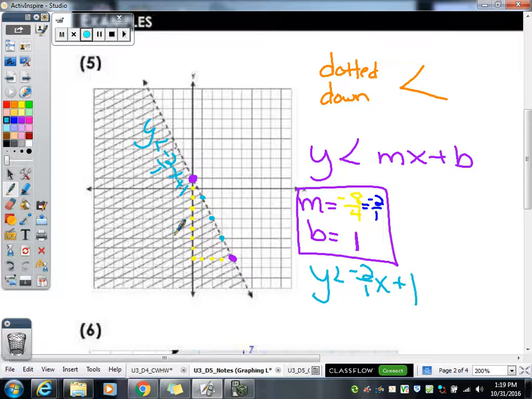So you have to be able to pick that m and b off the line. Does everyone see why it's so important to know how to do that now? Okay, one more.